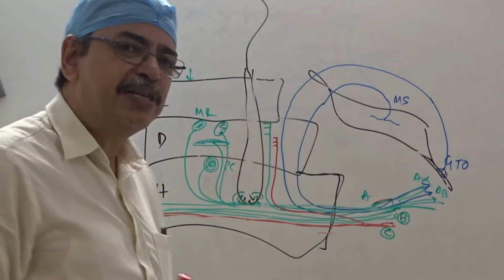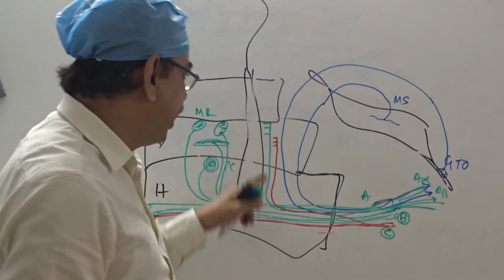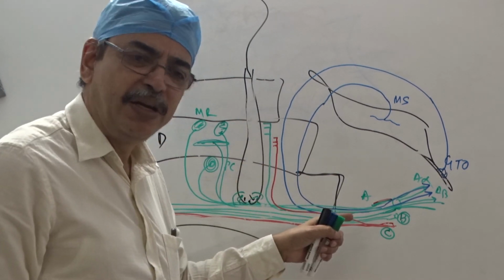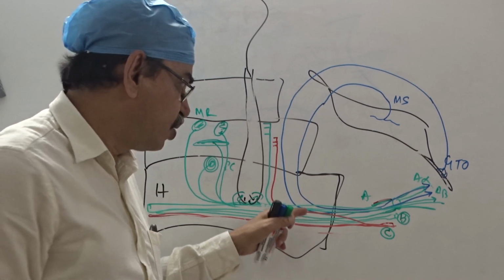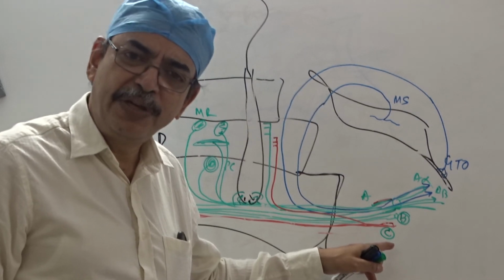But the C fibers take slow pain. The throbbing pain, the nagging pain, the stretching pain, this pain is carried by the C fiber. And both of them also carry the thermal sensations. So this is about the receptors and the different types of nerve fibers and their function.